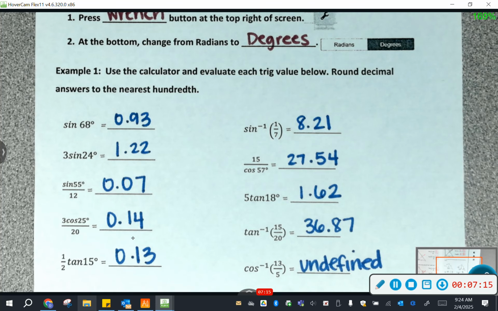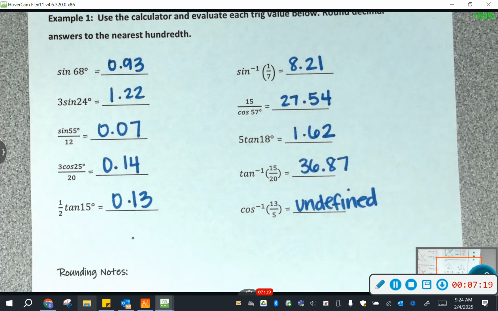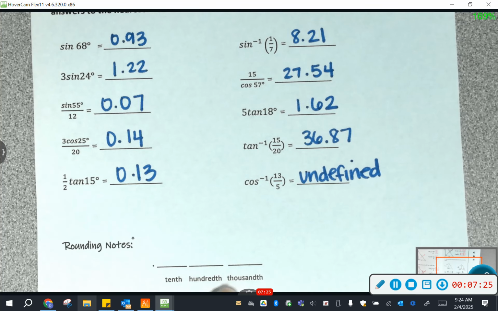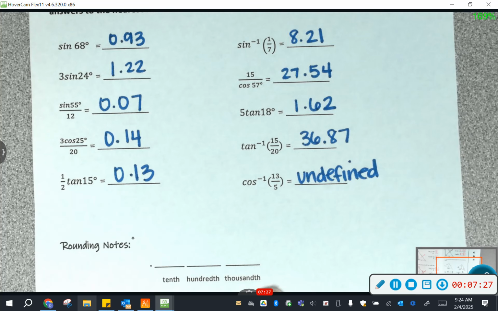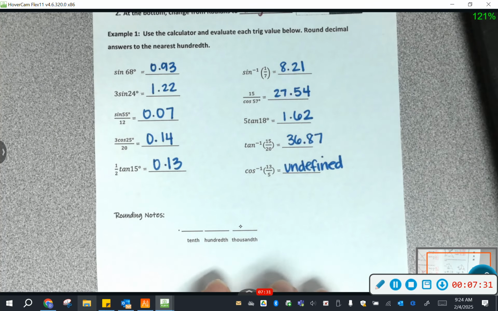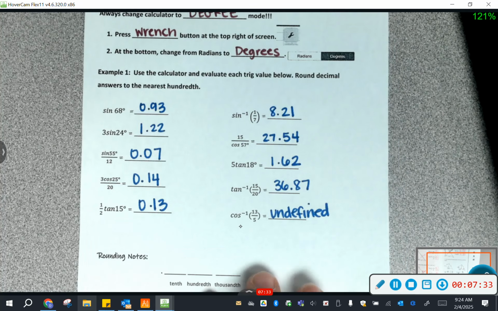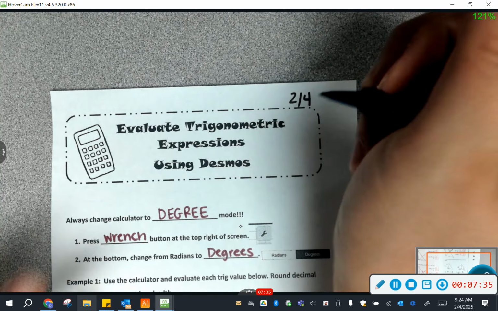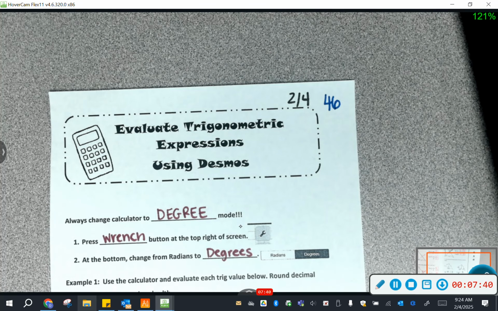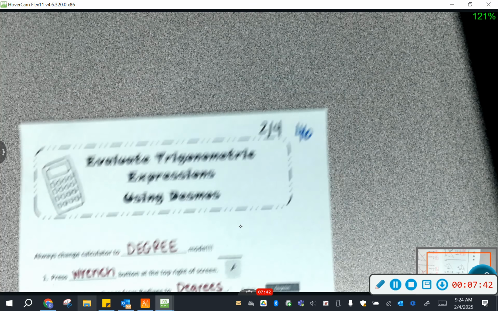As a reminder, make sure you're reading the instructions. They will either say round to the 10th, the 100th, or the 1000th. So 10th is 1 decimal place, 100th is 2 decimal places, 1000th is 3 decimal places. Okay? Any other questions? We are going to glue this on page 46, not right now, but in a little bit. So just please put that to the side. We'll come back to it.